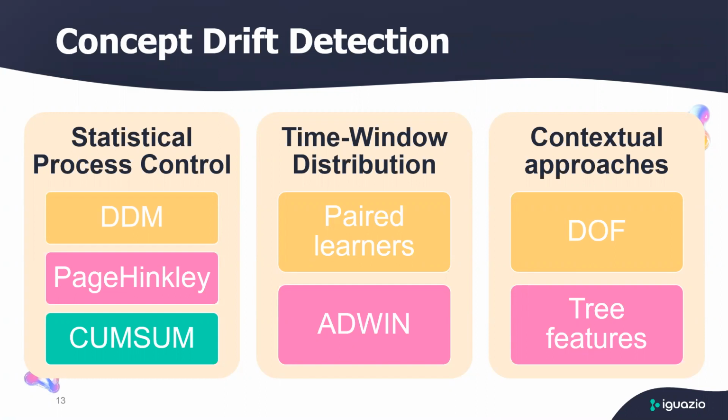And there are also other contextual approaches, potentially creating additional features that will be indicators, like maybe we put the time as another feature. And then we can see if that feature of time has an impact on the model behavior. So again, those are different ways that we can use.